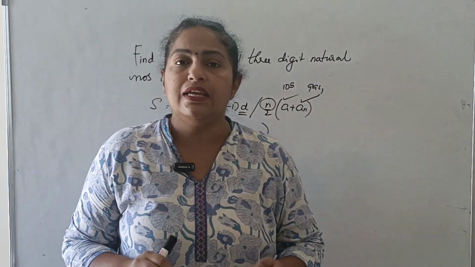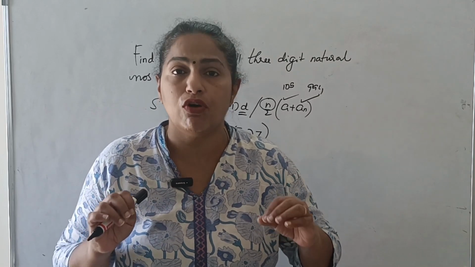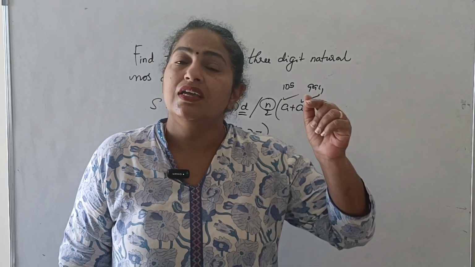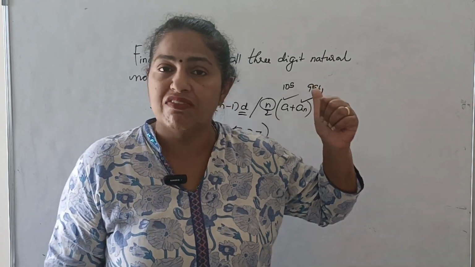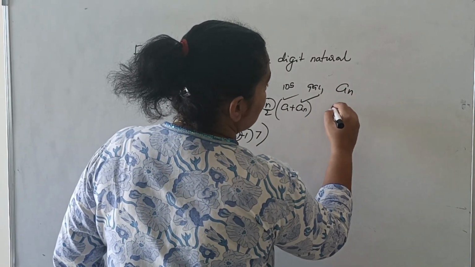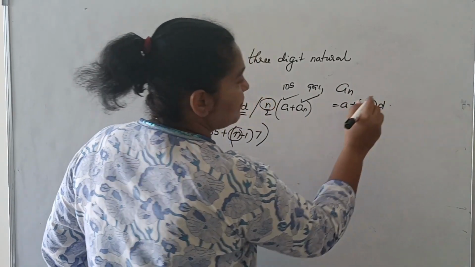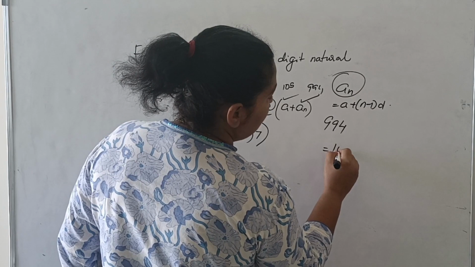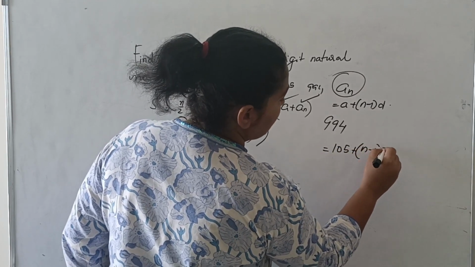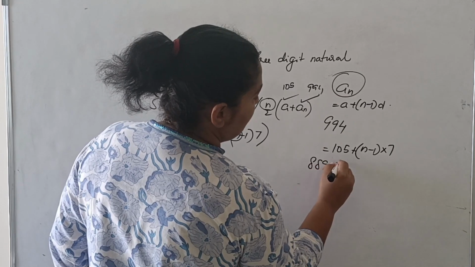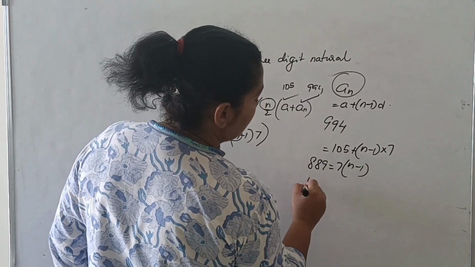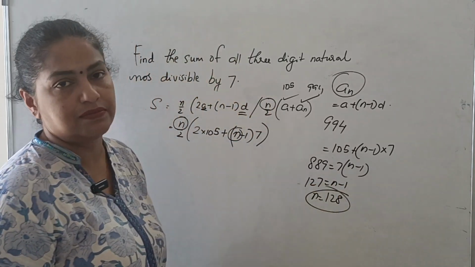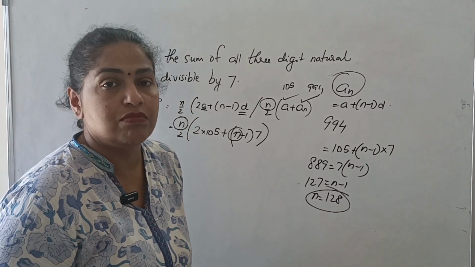So ultimately, you realize that you need to find the value of n, which is how many numbers there are that are divisible by 7 and have 3 digits. In order to find that, we go to the previous concept, which is an = a + (n - 1) d. Okay, an is the last term divisible by 7. 994 = 105 + (n - 1) x 7. You get 889 = 7 x (n - 1), or you can say 127 = n - 1, giving me n = 128. Okay, so 128 numbers are there.